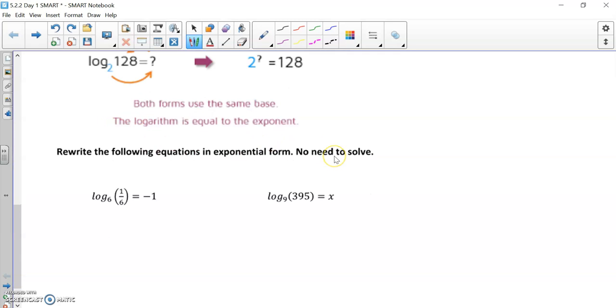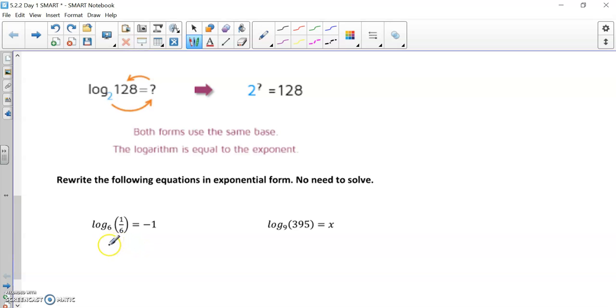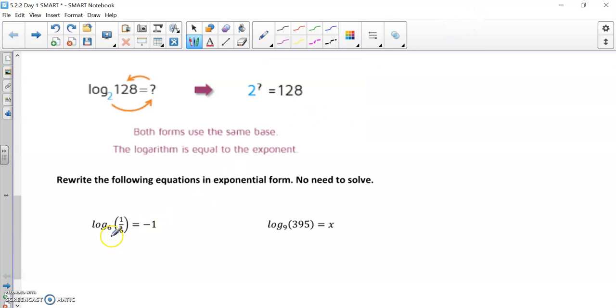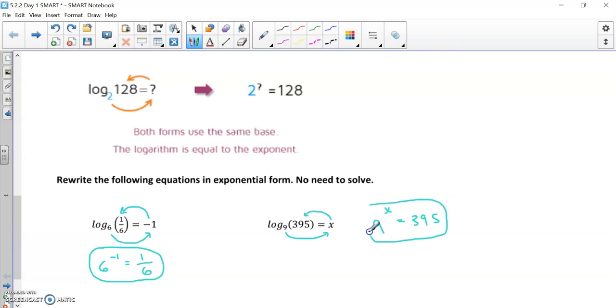So for these problems down here, we're going to go ahead and do our little circle of life business. Alright, so we got 6 to the negative 1 equals 1 over 6. That I have just rewritten in exponential form. Same idea here, circle of life. 9 to the x power equals 395. We don't need to solve these, we're just practicing putting them in exponential form. Okay, now again, notice that this 9, the base in the log, always is the base in the exponential equation as well.